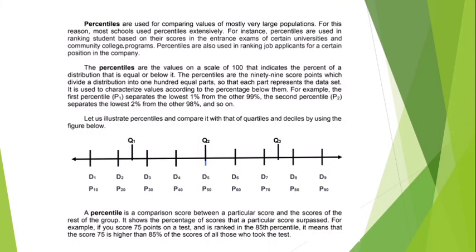Now, let us proceed to percentiles, the last sub-lesson of Lesson 26. The illustration: percentiles are used for comparing values of mostly very large populations. For this reason, most schools use percentiles extensively.